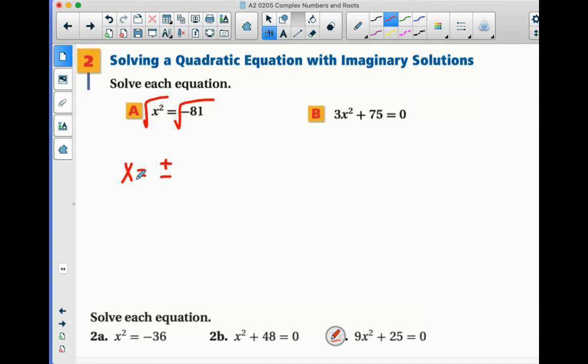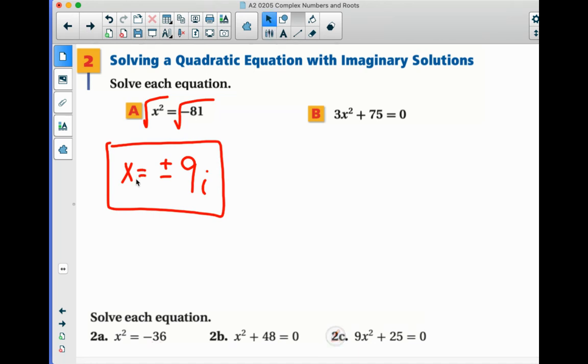But the square root of regular 81 would be 9 or negative 9. But this is negative 81, which goes into our imaginary number system. So we're going to have to use i. So it'll be plus or minus 9i. That's it for that one.